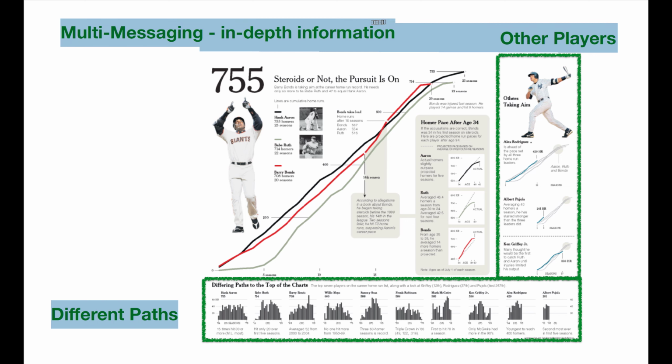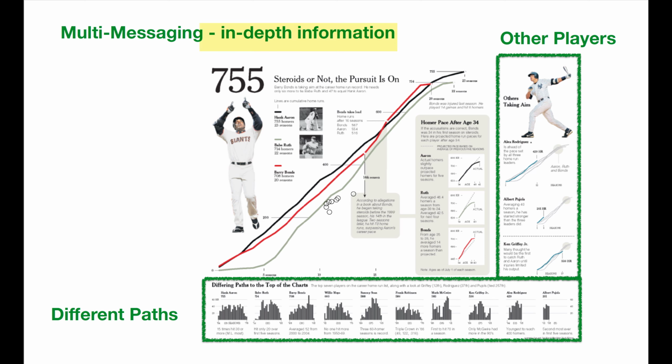In addition to that main story and the descriptive information about the main story, we have some other related in-depth information about other players who were active at the time. Hank Aaron, Babe Ruth, Barry Bonds, Willie Mays. These were historical players. Frank Robinson was an historical player, although much more recent history than these other folks.